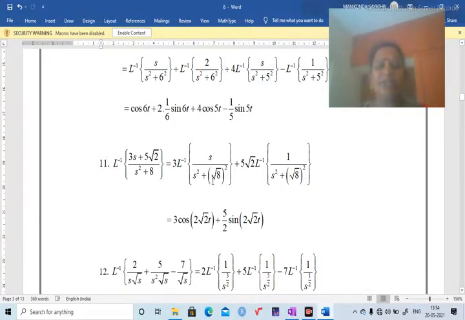So this can be written as cos of 2 root 2 into t, because root 8 means 2 root 2. So here L inverse of 1 by s square plus root 8 whole square is sin 2 root 2 t, this is root 8 only, divided by 2 root 2. Here already we have 5 root 2, so root 2 gets cancelled. Then we are going to get 5 by 2 into sin of 2 root 2 into t.